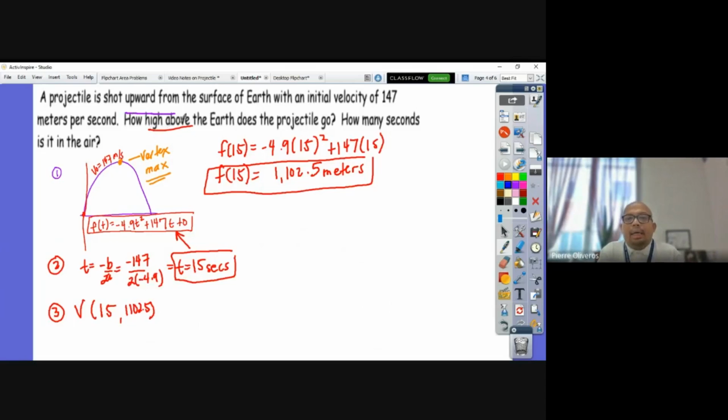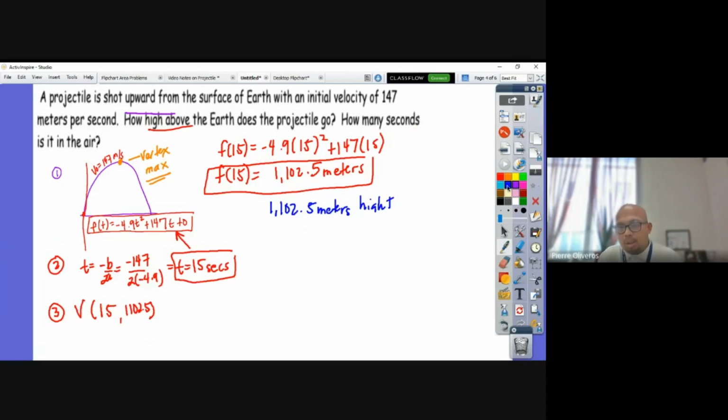So let's interpret this one here. How high above the Earth does the projectile go? How many seconds is it in the air? So how high above the Earth does the object or the projectile go? It went up 1,102.5 meters high. How many seconds is it in the air?